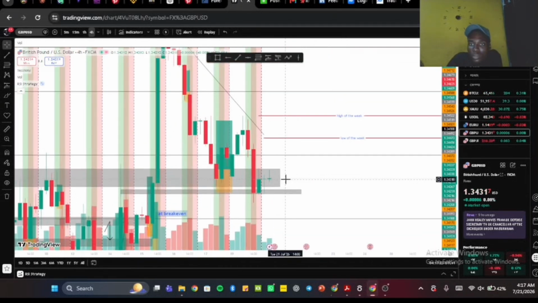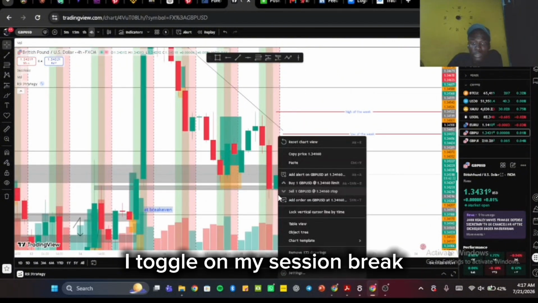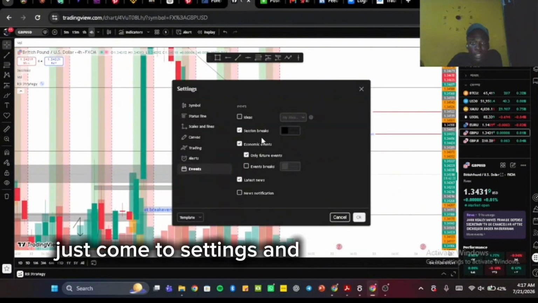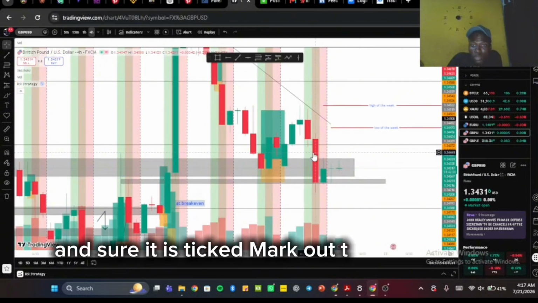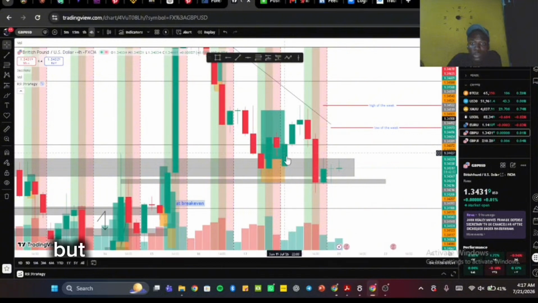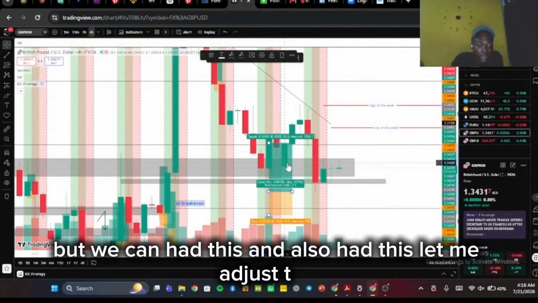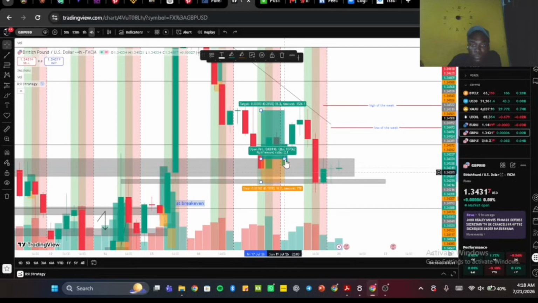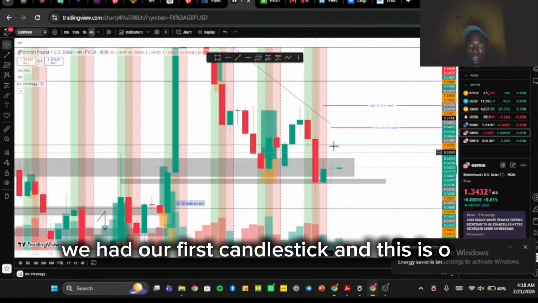Now, how do I determine that? I toggle on my session breaks: just come to settings and toggle on session breaks, ensure it is ticked. Mark out the first 4 hour candle to form. As you can see, this is the first 4 hour candle to form for the week. We add this and also add this. Let me adjust this. As you can see, we add our first candlestick and this is our second candlestick.